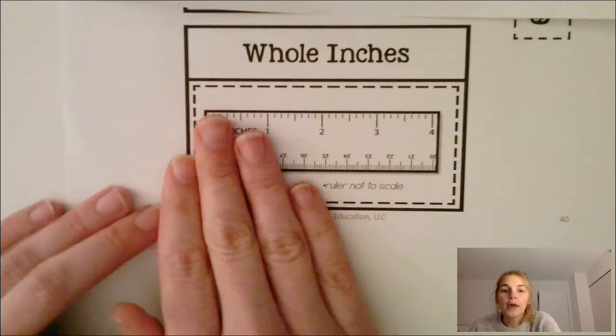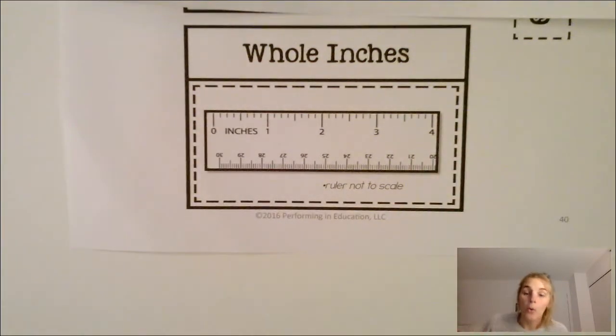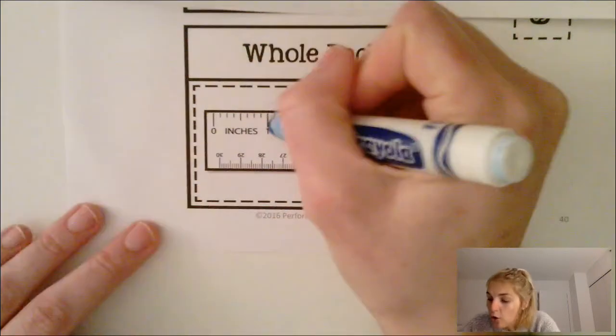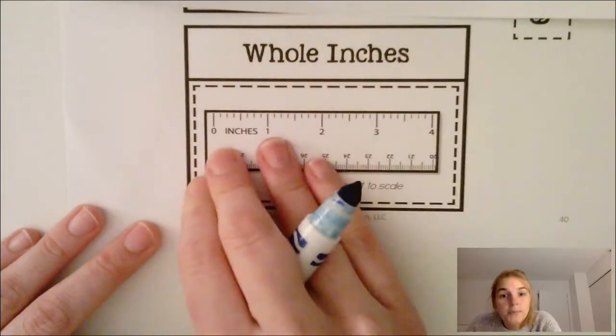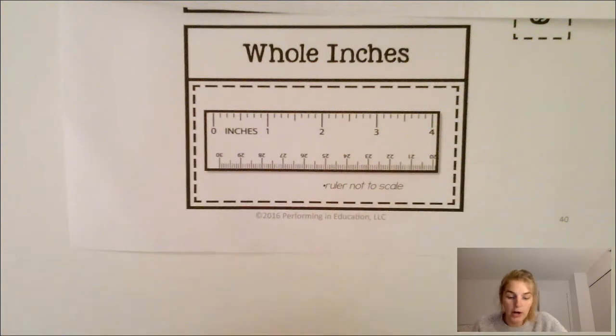So when we look at a ruler, things can be easy to measure that are at a whole inch. You see here, all you have to do is find where it stops, and you have 1 inch, 2 inch, 3 inch, and 4 inch.